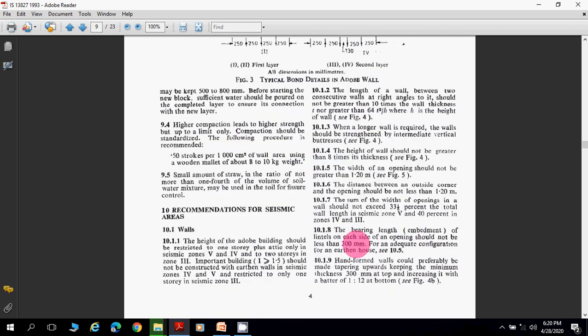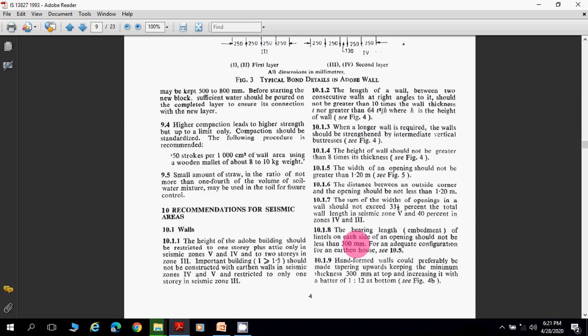And the recommendations for seismic areas. So what are the recommendations for seismic areas? The height of the building should be restricted to 1 story in seismic zone number 5 and 4, and we can construct 2-story buildings in seismic zone number 3.